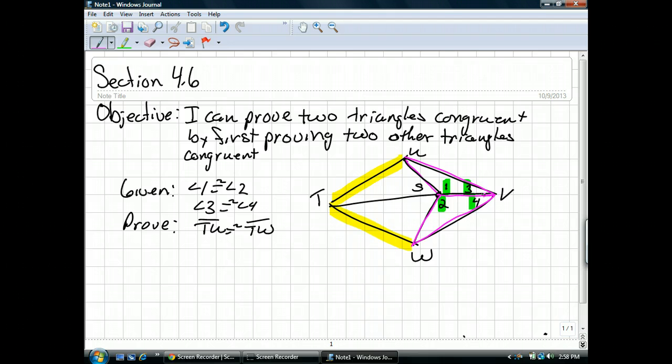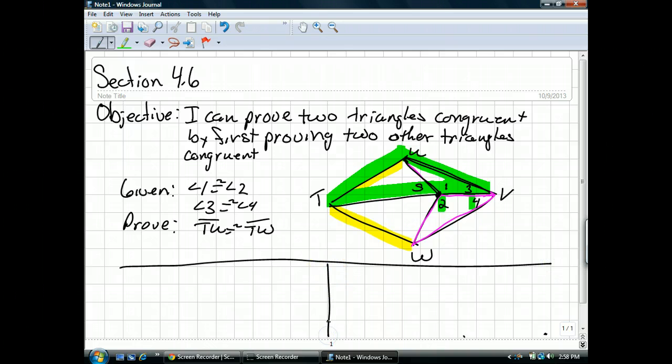So if we get those triangles congruent, then those are part of this larger triangle, which if I can get those larger triangles congruent, then I can say that TU is congruent to TW. So that's kind of the idea of what we want to do here. So we're going to start out with our given. So angle 1 is congruent to angle 2, and angle 3 is congruent to angle 4.